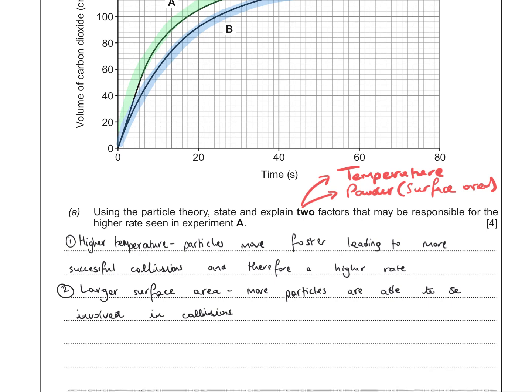So I'm going to talk about both of those now. First one, higher temperature, particles move faster, leading to more successful collisions and therefore a higher rate. And my second one was a larger surface area, more particles are able to be involved in collisions. I could have also spoken about here catalysts and said they've lowered the activation energy.